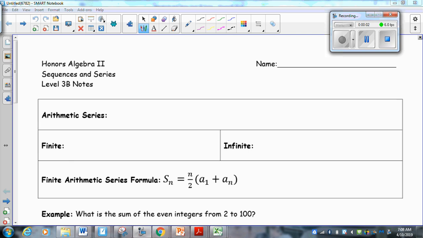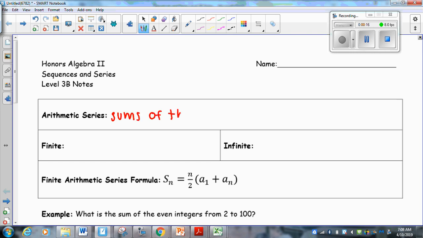All right, this is sequences and series level 3B notes. Arithmetic series. So an arithmetic series is just the sum of the terms in an arithmetic sequence. So basically all those terms that would be listed out, you just add them all together and we would find the sum of that. So series can either be finite or infinite.